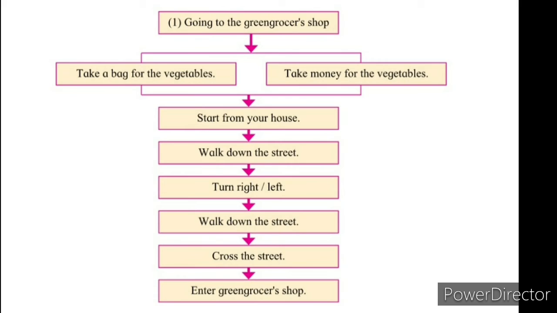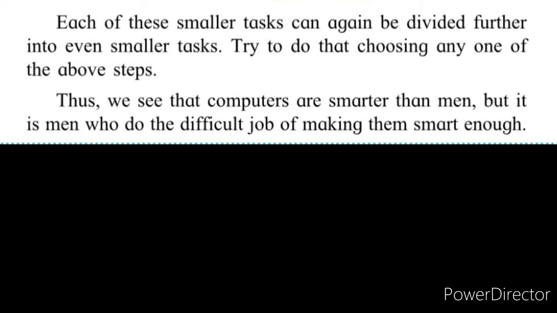Afterwards, start from your house. Then walk down the street. Directly you can't take your vehicle into the shop, so you have to get down and walk down the street. You have to turn right or left, whichever side you have to turn. Walk down the street. Next cross the street and last enter the greengrocer's shop. These are the steps given. Again some steps you can do in this task. Each of these smaller tasks can again be divided further into even smaller tasks. Try to do this by choosing any one of the above steps.